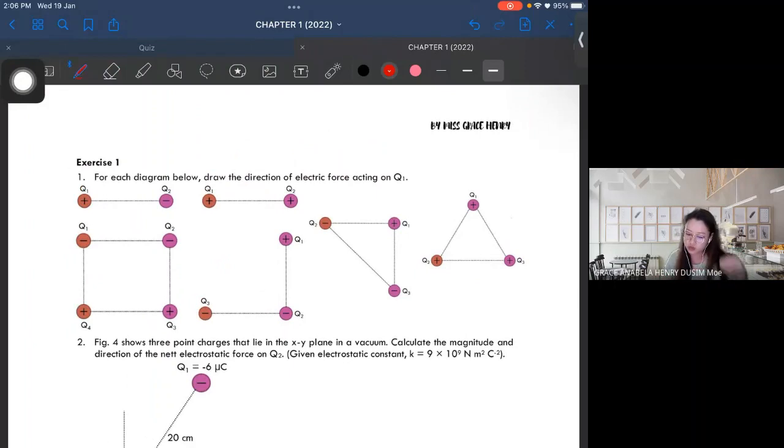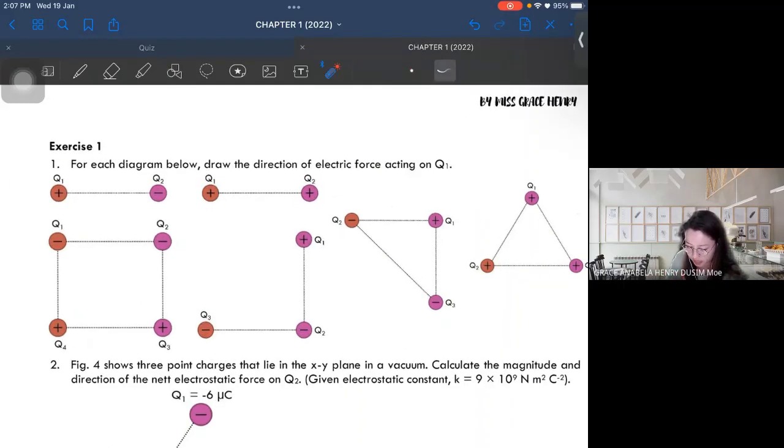Okay, so firstly, untuk the exercise number 1, you have to be able to draw the direction of the electric force. So untuk setiap soalan, you have to be able untuk draw dia punya direction lah. Okay, so without the direction, you will lose marks ataupun you cannot exactly determine the direction. Okay? So first one, kita tengok dulu untuk yang ini.